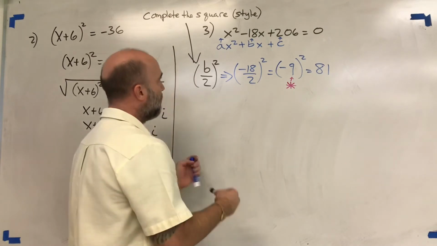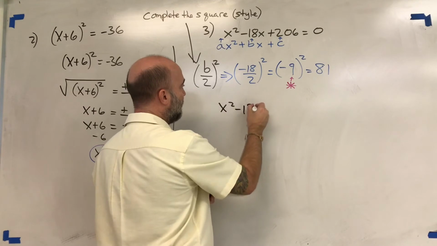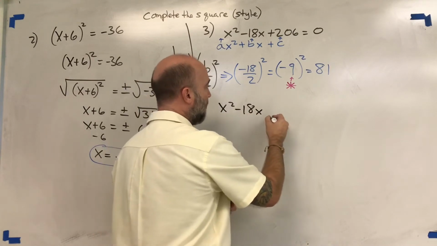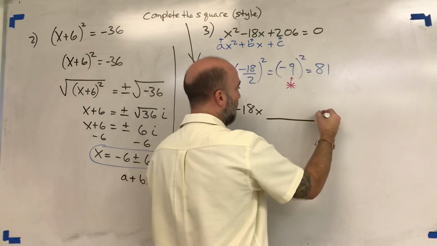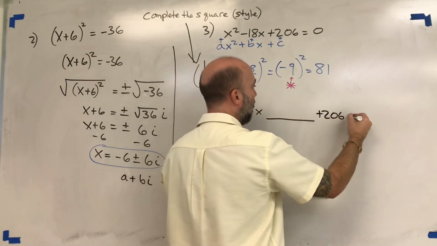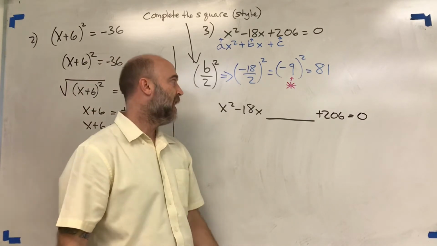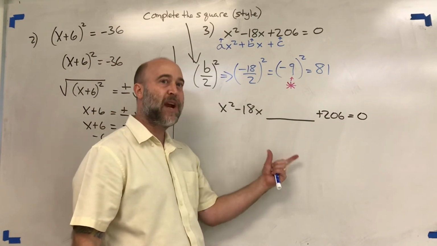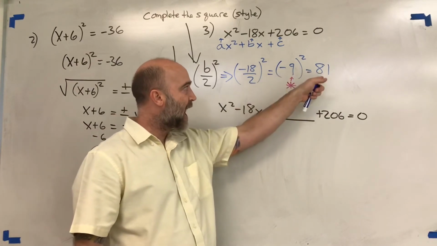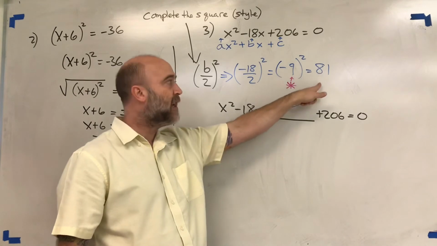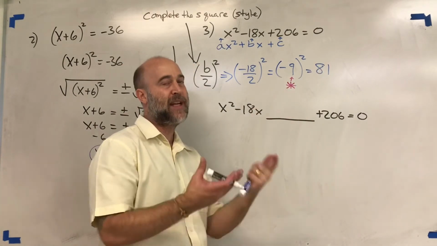All right, so here's how I do it. X squared minus 18x. I'm going to leave an open spot here. We still have our plus 206. All of that's equal to 0. Now, here's my trick: I like to add and subtract the same number on this side. So if I need to add or include this 81 here, I want to subtract 81 at the same time, and that keeps things balanced.